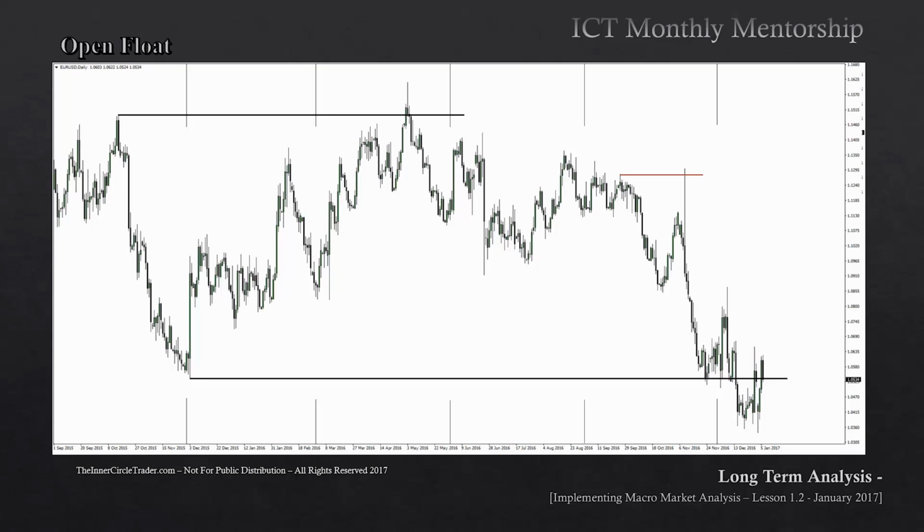This will give you what you're looking for in terms of how do I know what side of the market is going to make the run on? Is it going to run the buy stops or is it going to run the sell stops? Think about what time frame you're looking at here. This is a daily chart.